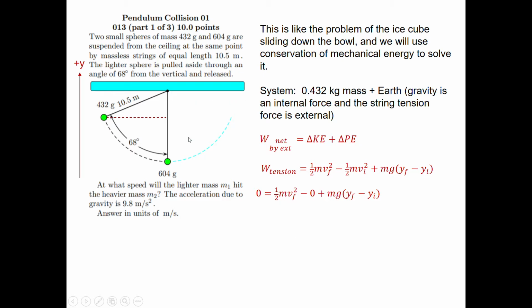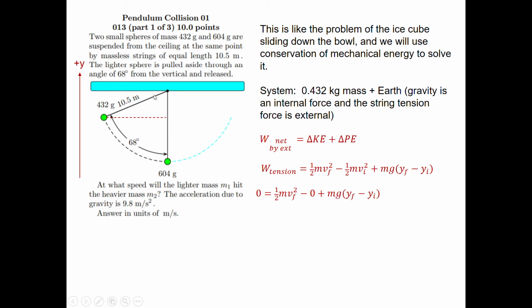But y final minus y initial is, well, first of all, it's negative. If plus y is up, and we have to use plus y is up if we're using mgy as the potential energy, then this change in y is negative. We're going down as time goes on. So y final minus y initial should be some negative number. How far does it go down?